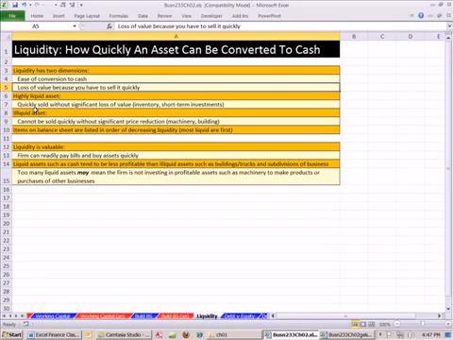Highly liquid assets are quickly sold without significant loss. Inventory, short-term investments, right? A lot of times you'll see people invest in short-term bonds or something like that. Illiquid assets cannot be sold quickly without significant price reduction. Machines, buildings. But what about the financial crisis?